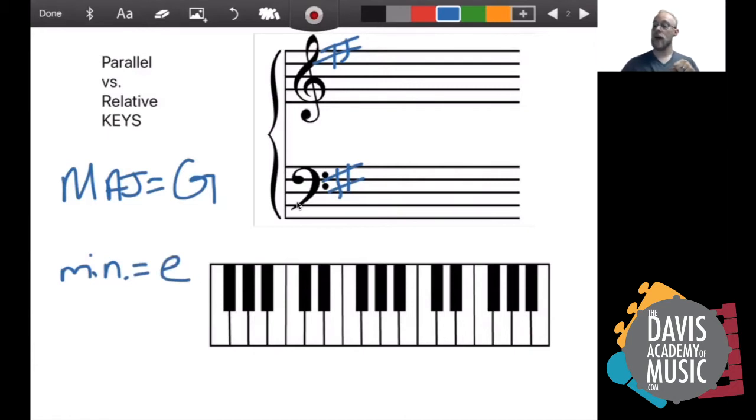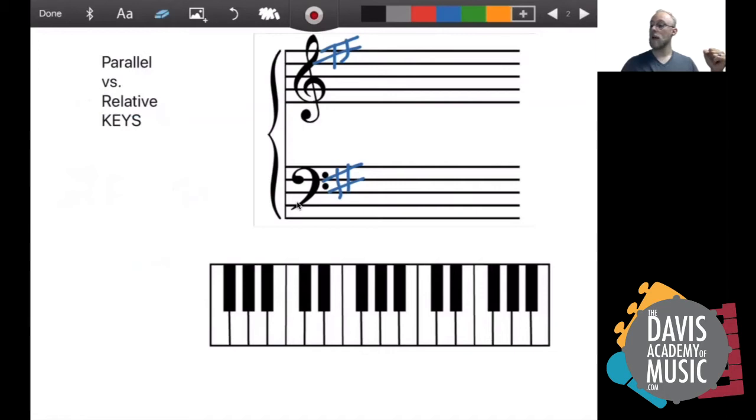Because we have the same key signature, we're going to call this relative minor. So E would be the relative minor of G, and G major would be the relative major of E. The relative keys are the keys that share the same key signature. So that means that when we look at parallel keys, we're going to look at keys that do not share the same key signature, but have the same first name.